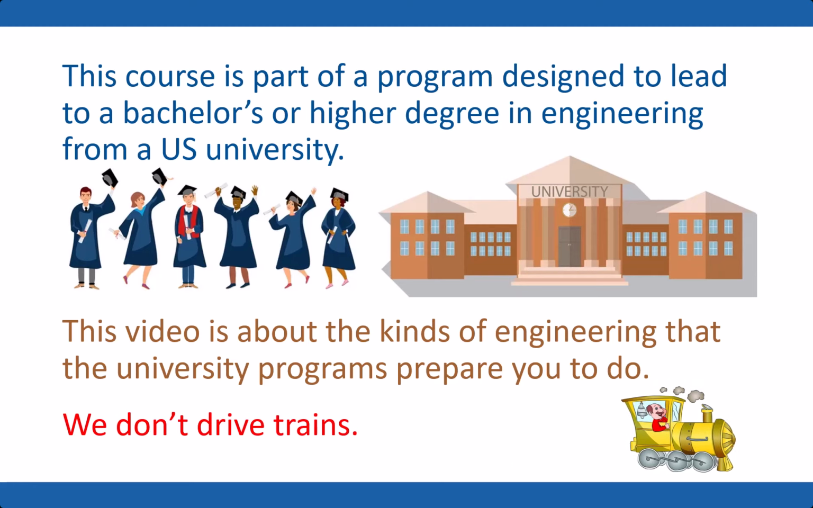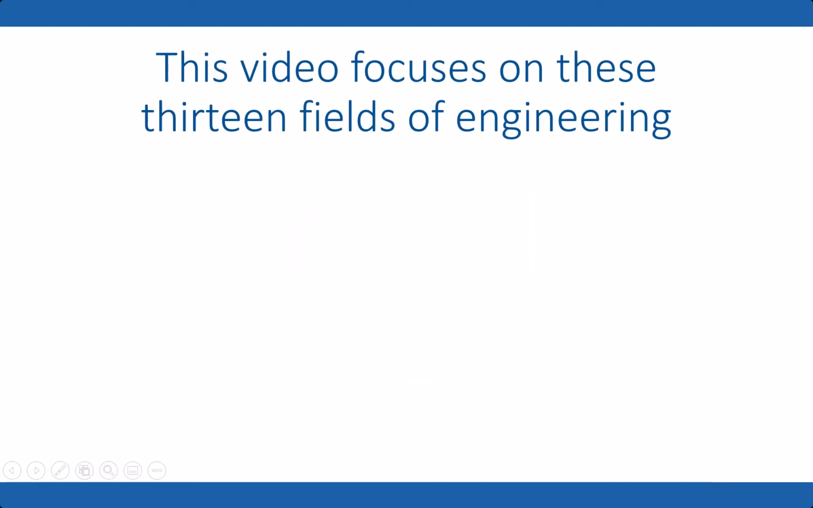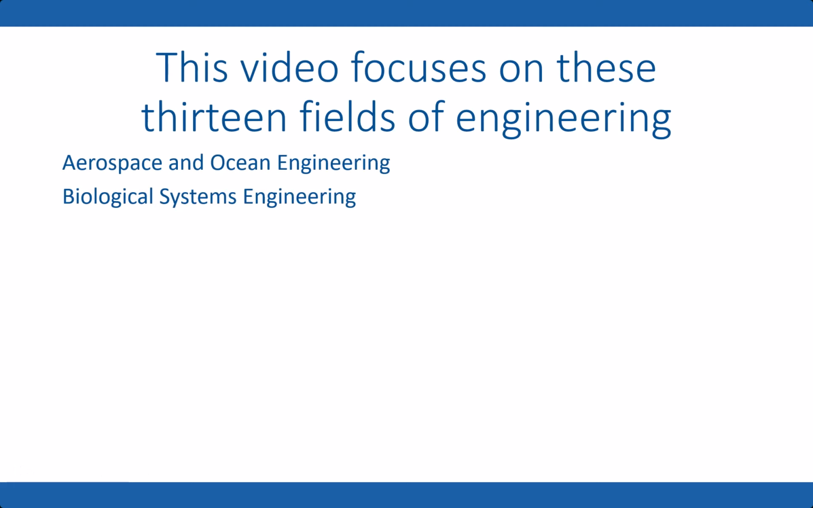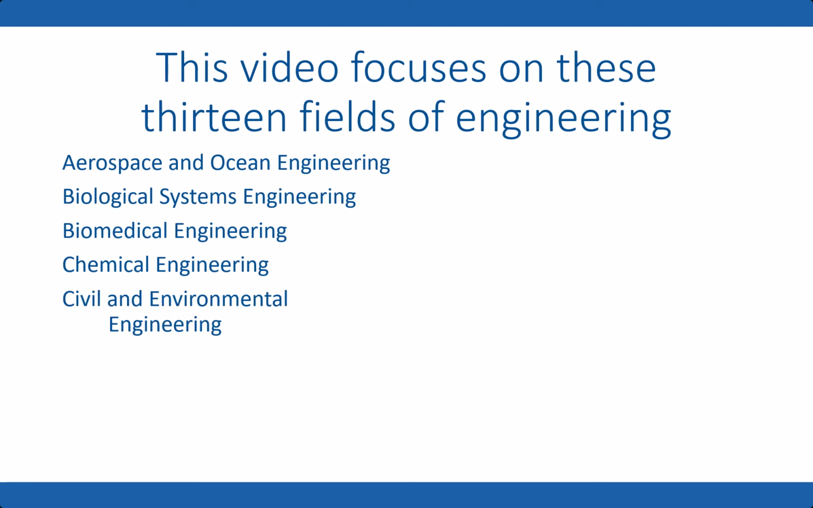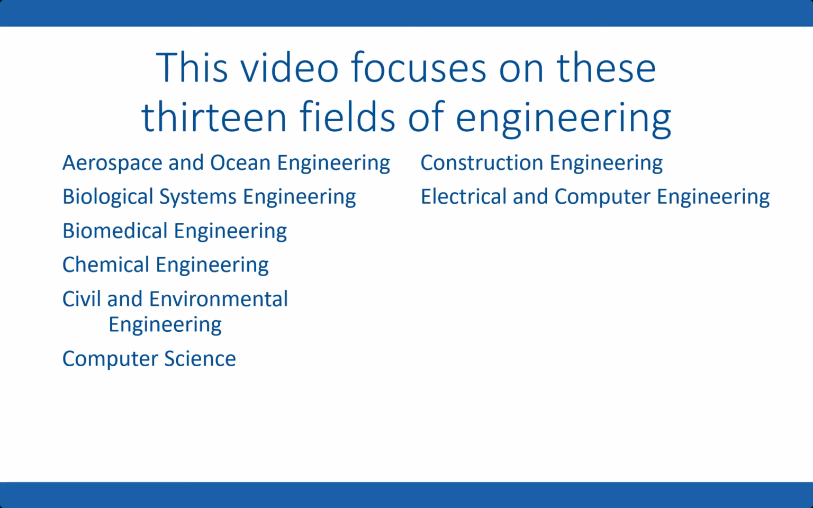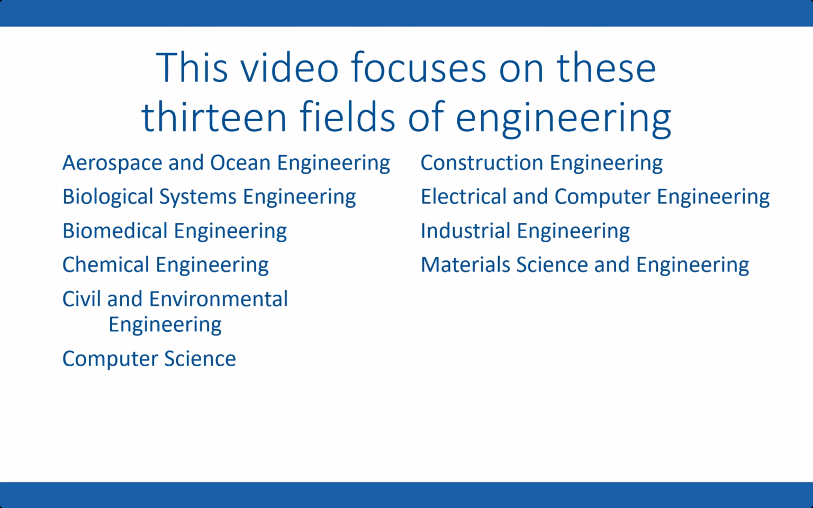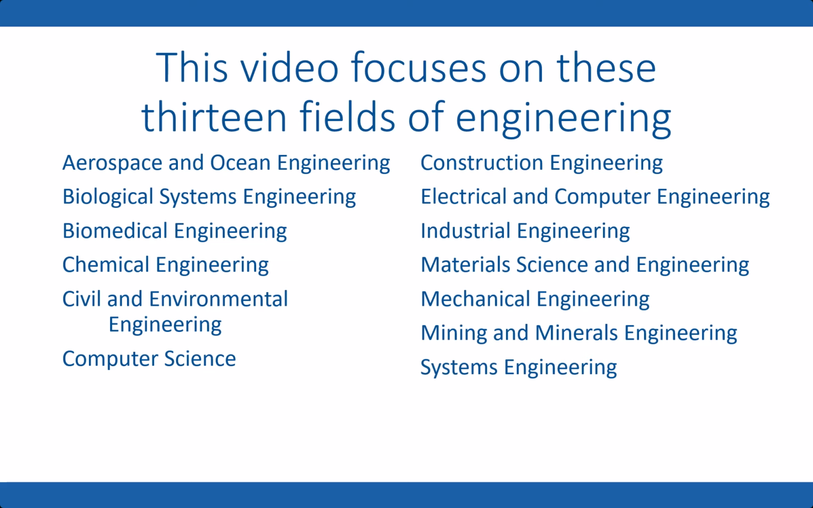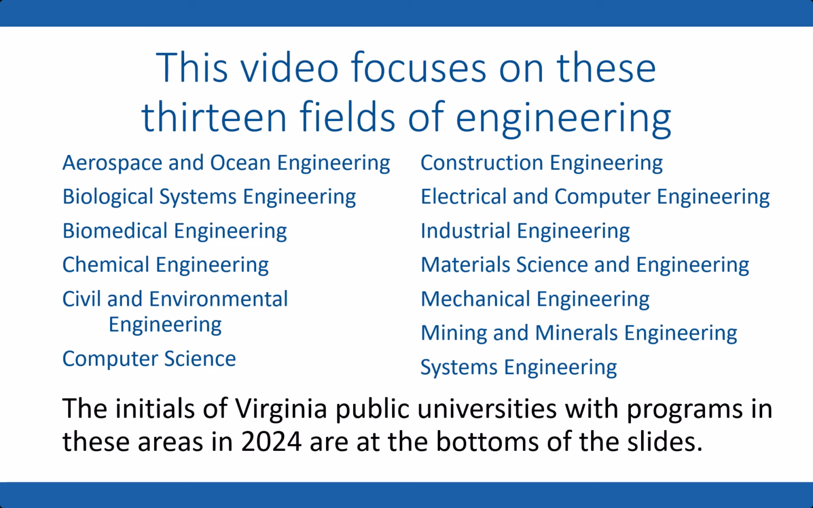We don't drive trains. This video focuses on these 13 fields of engineering: aerospace and ocean engineering, biological systems engineering, biomedical engineering, chemical engineering, civil and environmental engineering, computer science, construction engineering and management, electrical and computer engineering, industrial engineering, materials science and engineering, mechanical engineering, mining and minerals engineering, and systems engineering. The initials of Virginia Public Universities with programs in these areas in 2024 are at the bottoms of the slides.